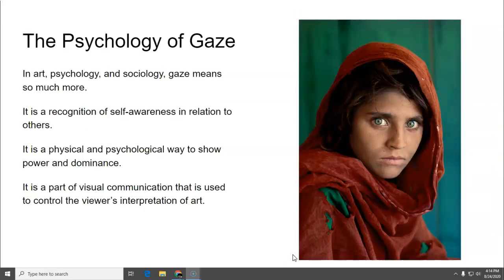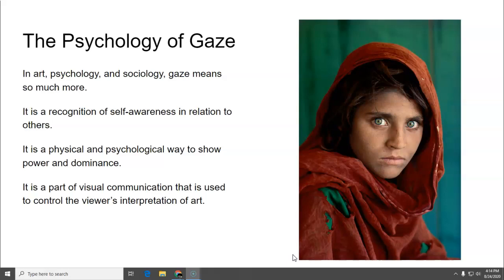The psychology of gaze means a whole lot more than just that intent look. It also refers to your recognition of self-awareness in relation to other people, like those times where all of a sudden you become aware that you are this three-dimensional creature and not just your mind, because we go through our day with our mind and thinking, and then all of a sudden you snap into awareness of your body and its position and where it is in relation to others.